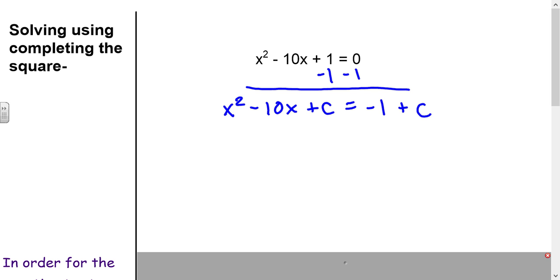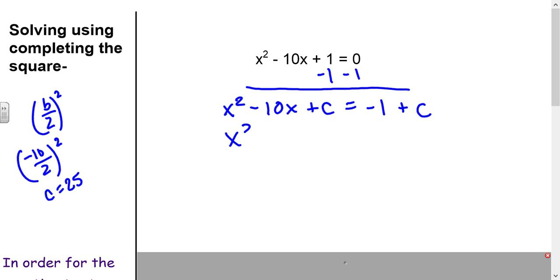So now what I'm going to do is I'm going to complete the square. So just like in those previous examples we did, we're going to do b divided by 2 squared to figure out what our c value is. So in this case, our b value is negative 10. So if I take negative 10 divided by 2 and square it, that would be negative 5 times negative 5, which would be 25. So in this case, our c value is 25. So I'm going to replace the c's with 25s.